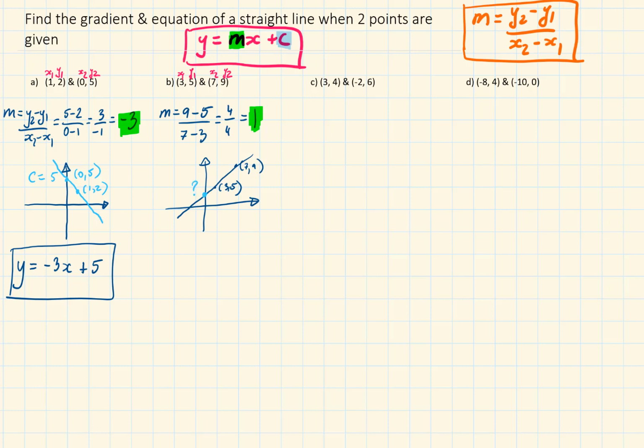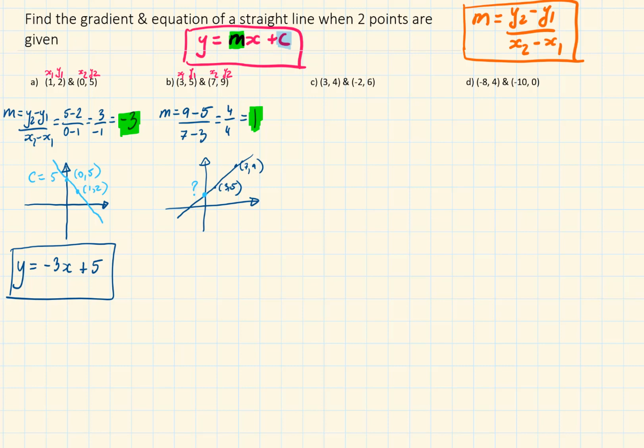We don't know that. So in order to work it out, we're going to use one of the coordinate points, and it's up to us which one we're going to choose. Whether we choose 3, 5 or 7, 9, it's completely up to you. So I'm going to choose the simplest one. I prefer to choose the smaller numbers or where we have zeros. So in this case, I'm going to choose the smaller numbers.